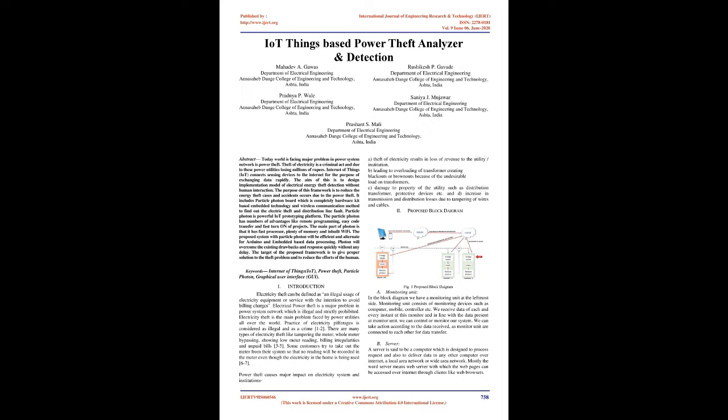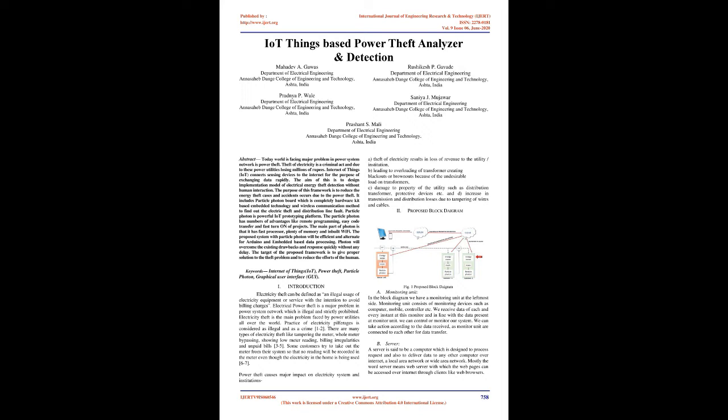There are many types of electricity theft, like tampering with the meter, whole meter bypassing, showing low meter reading, billing irregularities, and unpaid bills [3-5]. Some customers try to take the meter out of their system so that no reading will be recorded in the meter even though the electricity in the home is being used [6, 7].